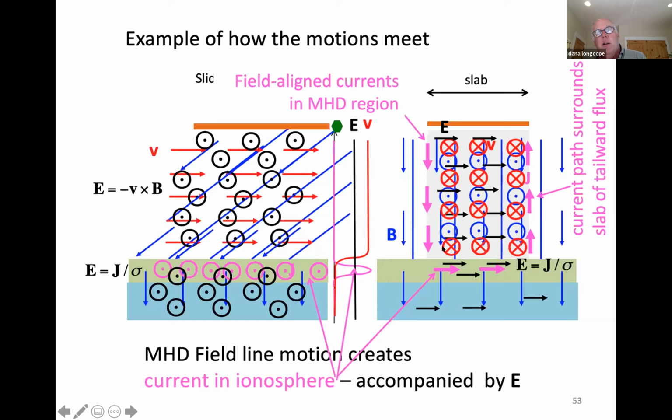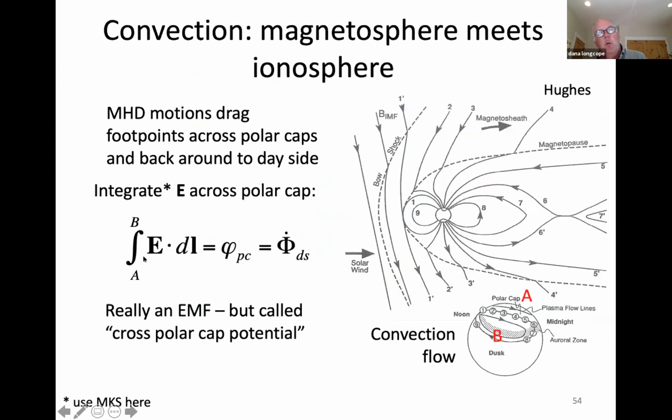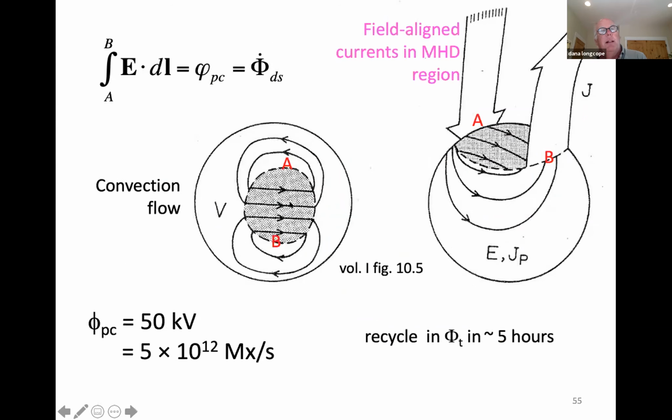Right, here's the electric field. The electric field goes from one side to the other, across the cap. It's a cross cap electric field. And if you integrate the cross cap electric field, you get the cross cap potential, cross polar cap potential, I guess I should say. That is the measure of how much reconnection is going on, because it's basically allowing us to see the magnetic field lines being dragged across the ionosphere, which is allowing them to move relative to the rest of the Earth's magnetic field.